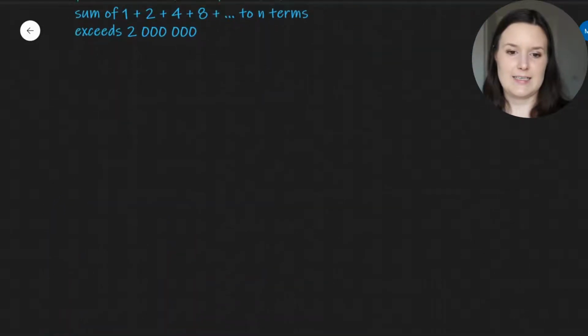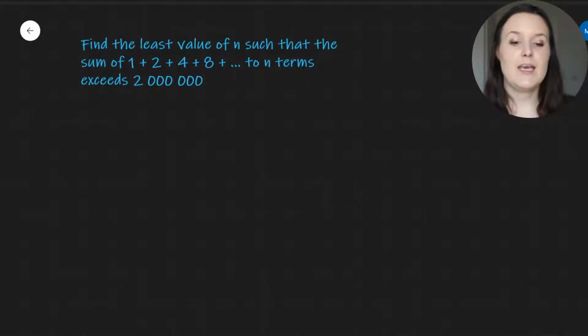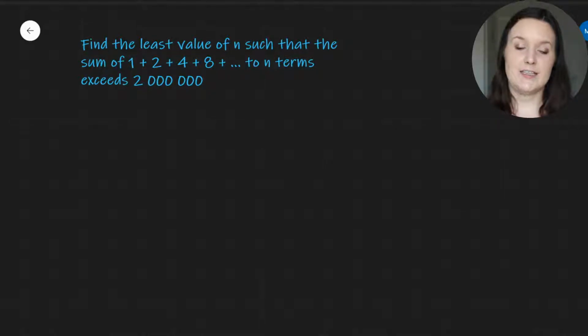Let's take a look at the next example. Now we have to find the least value of n such that the sum of 1 plus 2 plus 4 plus 8 and so on to n terms exceeds 2 million. Okay, so let's try. I don't know how many terms I need to add, but I would like this sum to be greater than 2 million.